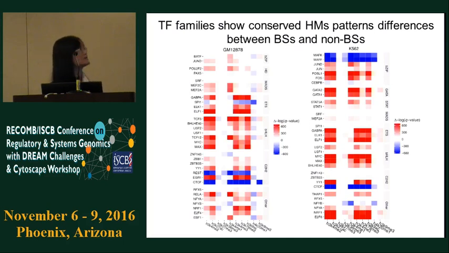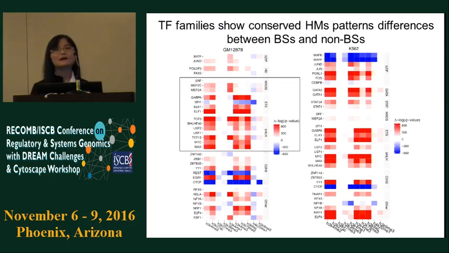So here are the results. We did find certain protein families that have conserved HM signatures. I'm going to explain this heat map first. In this heat map, each row is a TF, and each column represents a histone modification pattern. On the right side of the heat map, you can see the protein family names. The colors mean something: white means there's no significant difference of the histone modification between binding sites and non-binding sites. More red means the binding site has larger HM patterns, and more blue means the opposite.